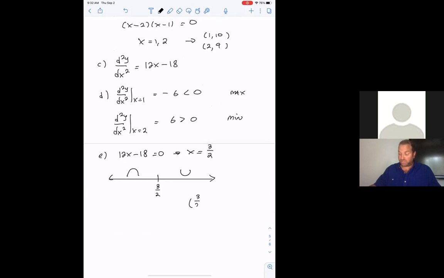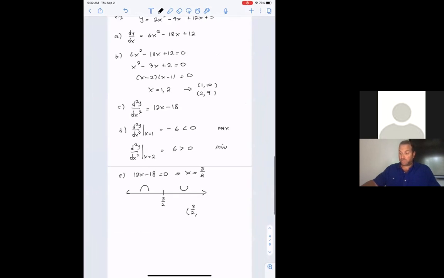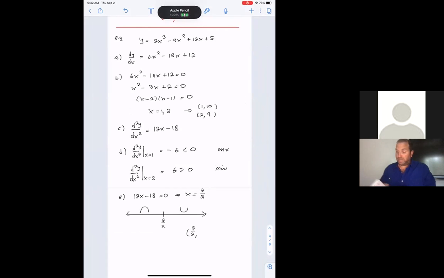What's the coordinates? Well, the x value is 3 over 2, but now I need the y value. And I'm lazy with something like 3 over 2. So 2 times 1.5 to the third power minus 9 times 1.5 squared plus 12 times 1.5 plus 5. And this gives me 9.5, which in fraction form, because I love fractions, is 19 over 2. So I get 3 over 2 comma 19 over 2. And that is my point of inflection.